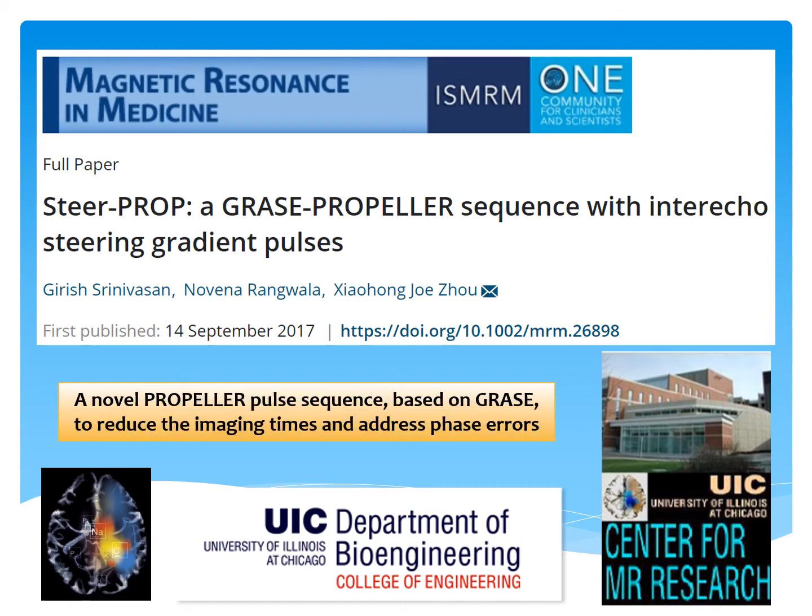We have created a novel propeller K-space sampling strategy that is built based on a gradient and spin echo sequence in order to produce high-resolution, artifact-free MR images. This sequence that we name SteerProp can particularly be applied to high-demand applications. In this paper, we demonstrate its use for acquiring high-resolution T2 weighted images as well as diffusion images.